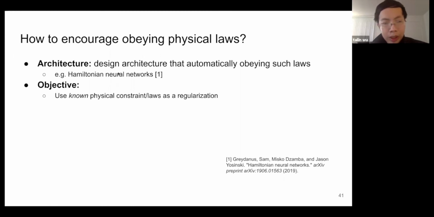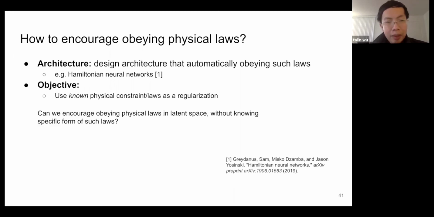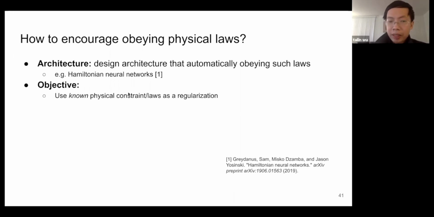The other way to encourage that is to build known conservation laws into the objective. For example, if we know that the system conserves energy, then we can add a regularization of that term into the objective. But here, because we evolve our model in the latent space, there will also be some new challenges. Definitely, during training we can also decode at each time step and then enforce or encourage some conservation laws.